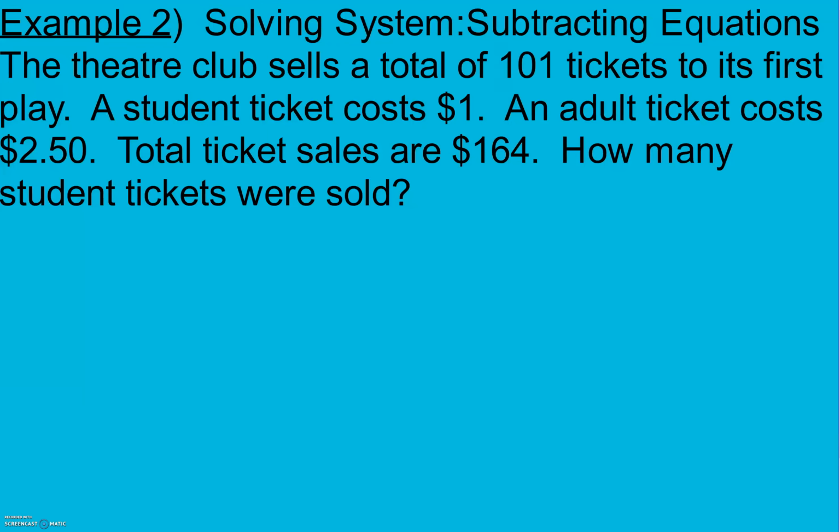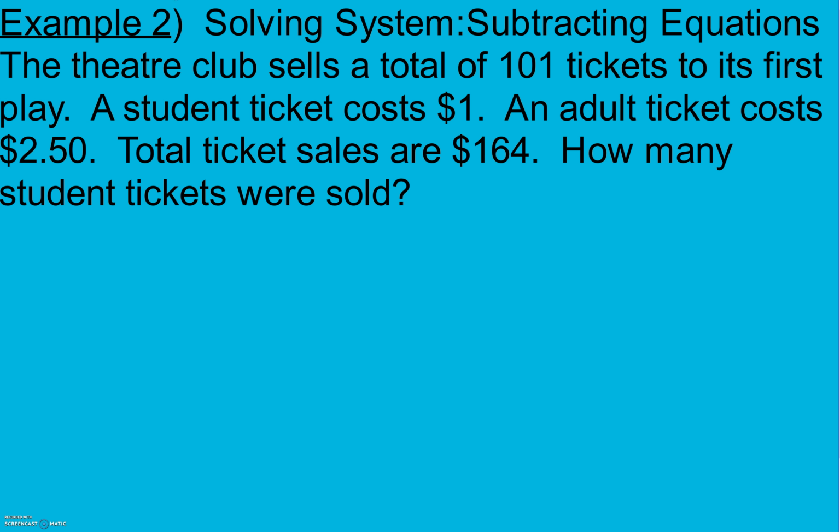In example 2 here, we're solving systems using subtraction equations. The theater club sells a total of 101 tickets to its first play. The student ticket costs $1 and an adult ticket costs $2.50. Total ticket sales are $164. How many student tickets were sold?